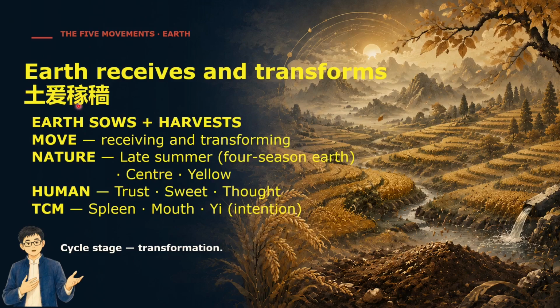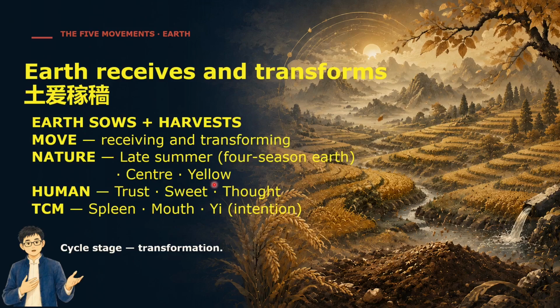Earth enables sowing and harvesting. Earth receives seeds, water, and decaying matter, transforms them, and produces new life. So it represents nourishment, support, meditation, and transformation. Earth in the natural cycle is transformation. It corresponds to the center, the color yellow, and the virtue of trustworthiness.